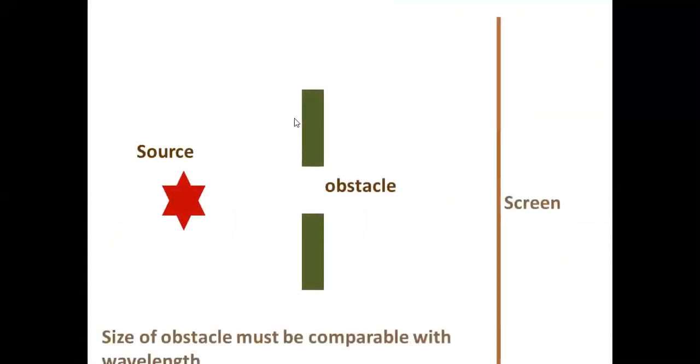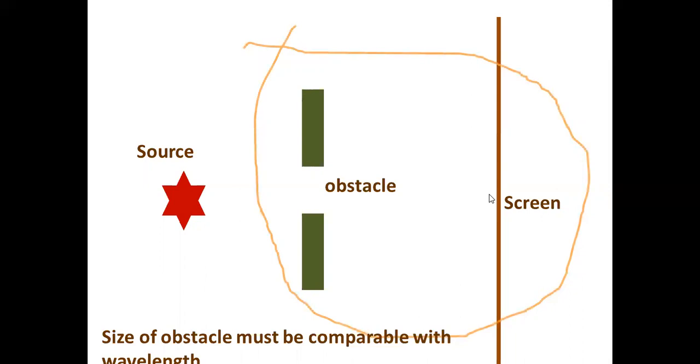Now, for the formation of diffraction, we need three things. One is an obstacle, like a spider web, or ups and downs in the surface of a CD, or any obstacle you want. You need a source of light, and the light coming from the source has to bend in different directions, and the screen has to be placed.